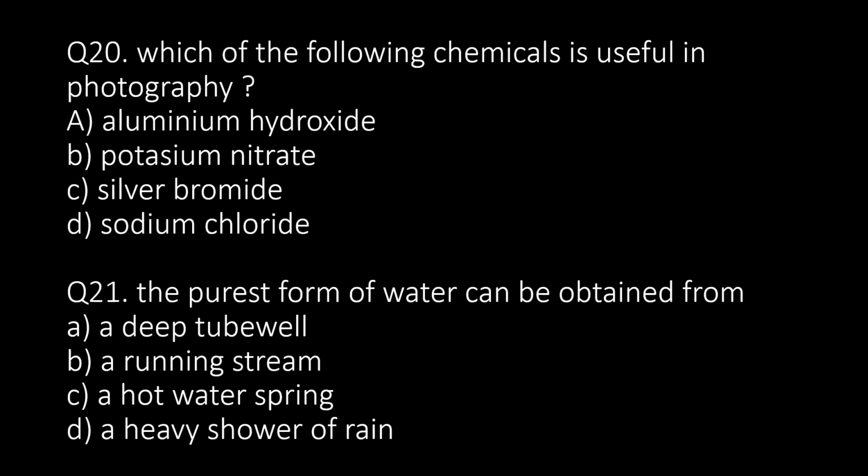Our next question is: which of the following chemicals is useful in photography? And the right answer is option C, silver bromide. This question is repeatedly asked in many other competitive exams. Our next question is: the purest form of water can be obtained from. And the right answer is option D, a heavy shower of rain. Rainwater is the purest form of water.